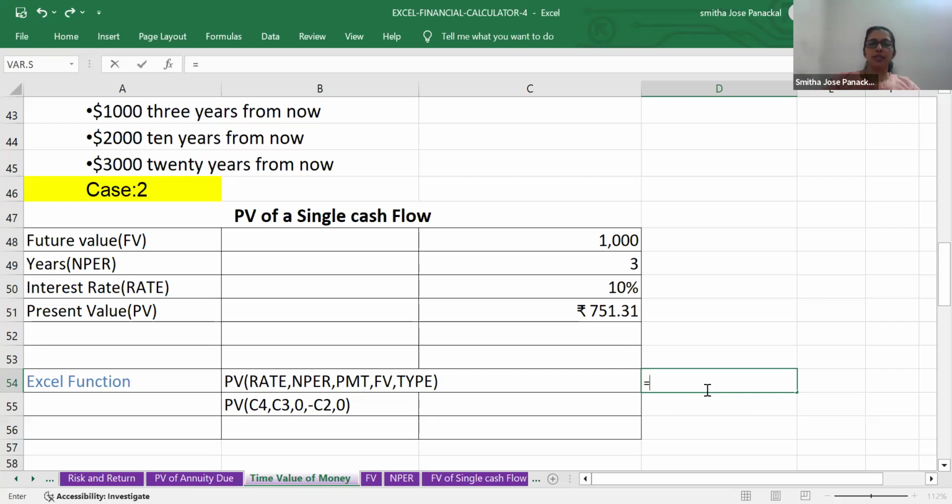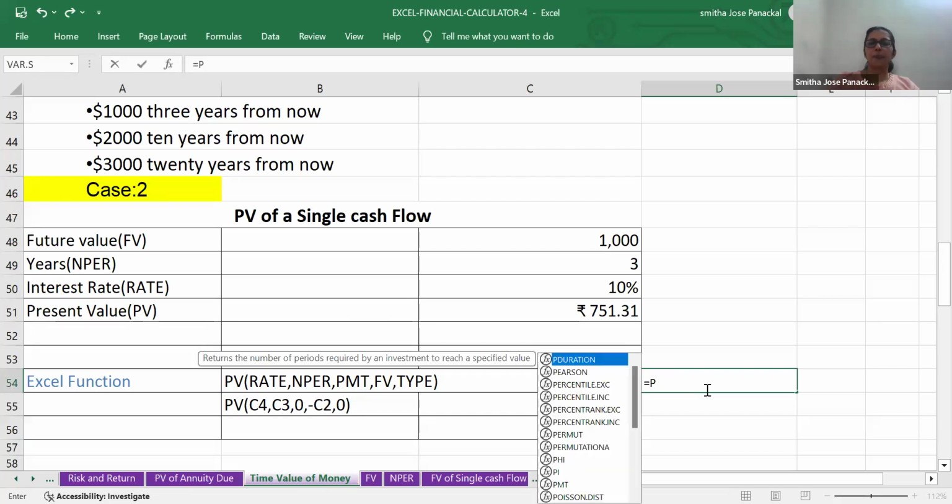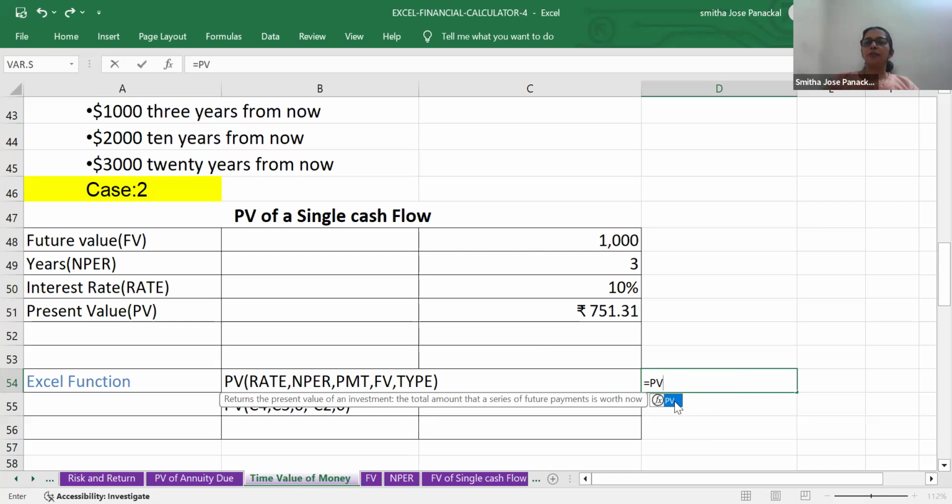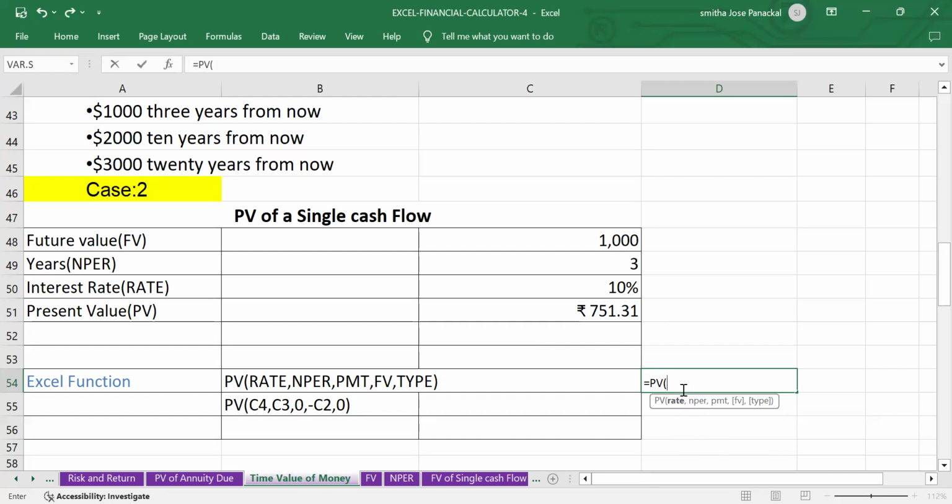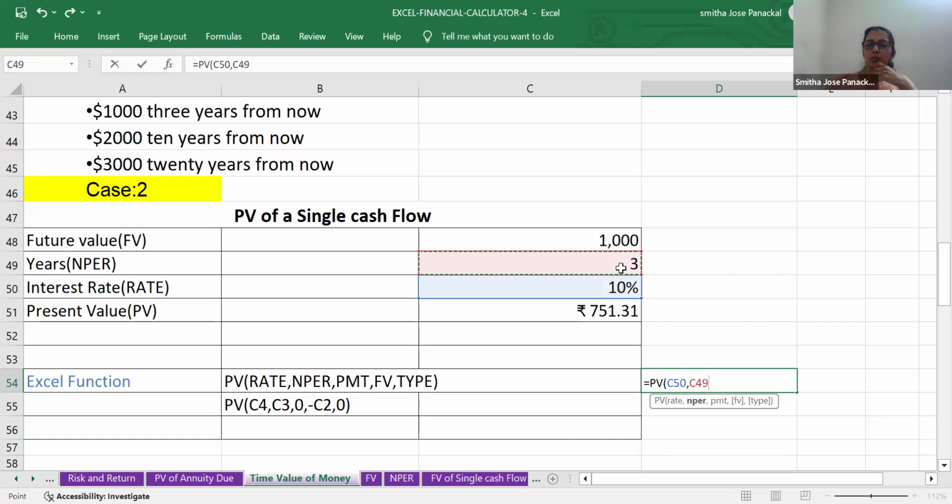Enter equals, then we want to find present value, so type PV. The function will appear, double click on that. Then you can see the rate. What is the rate here? 10%, so click 10%. Put a comma. NPER is 3 years, so 3, comma.